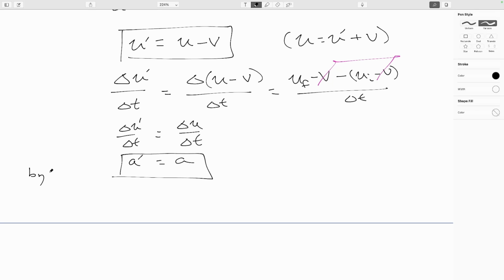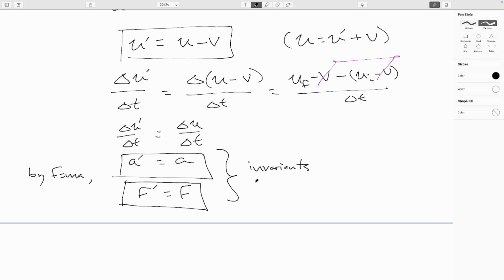And we can also say that by F equals ma, Newton's second law, the net force on something as measured by s prime would be the same as for s. So under the Galilean transformation, these are invariants. All observers, even though they disagree on position and velocity, agree on acceleration, and they agree on force.